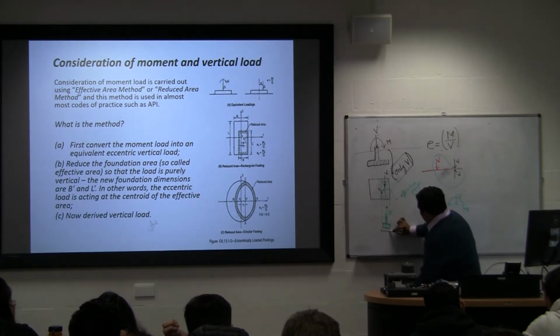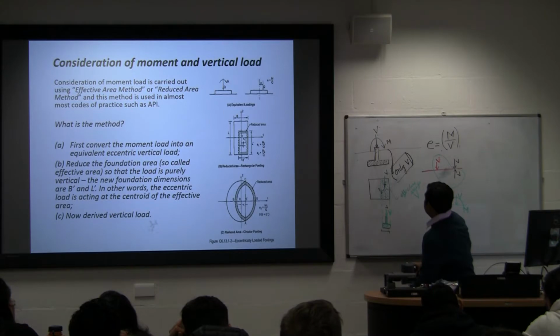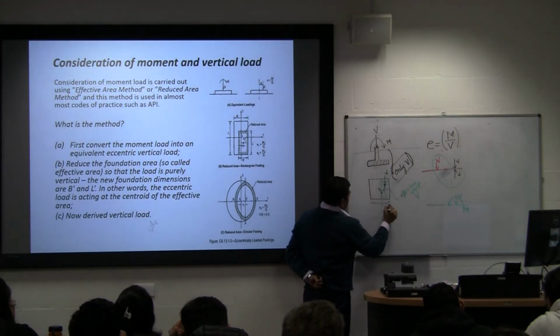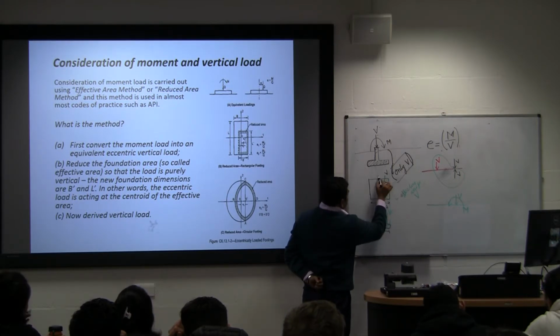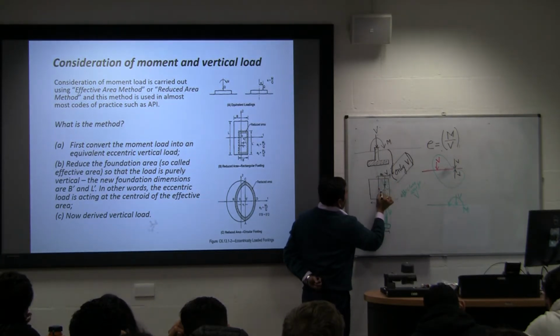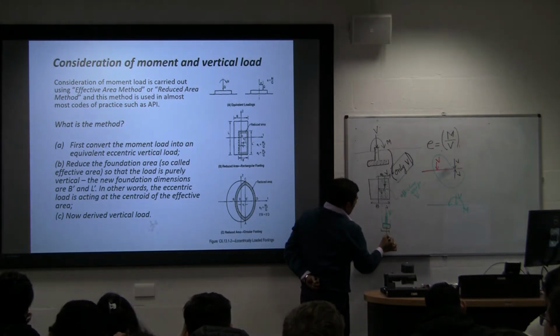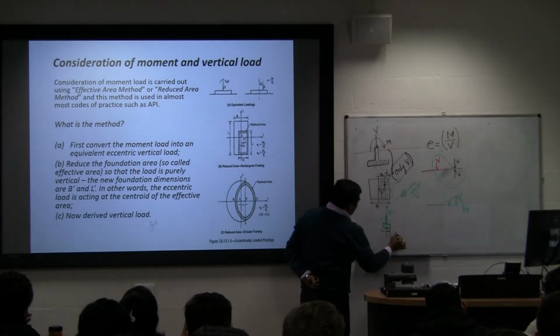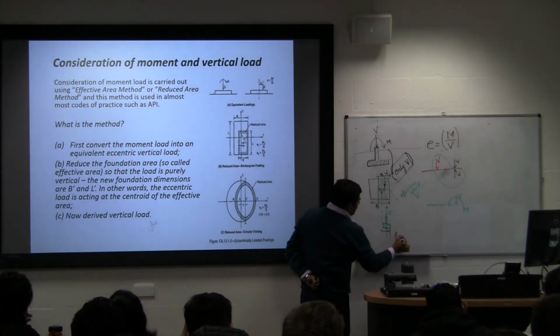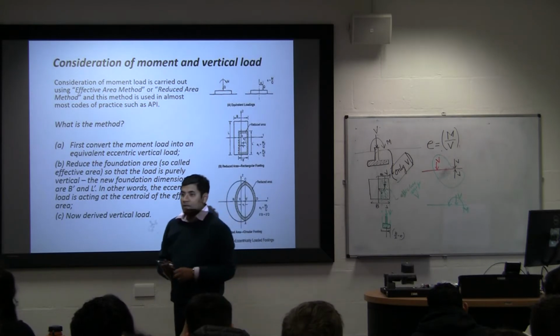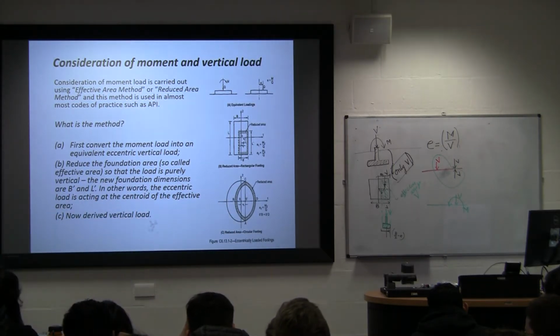Can someone tell me what is this distance? If this is B, this is B by 2, this is e, so half of this distance is B by 2 minus e, times double, right? Yeah?